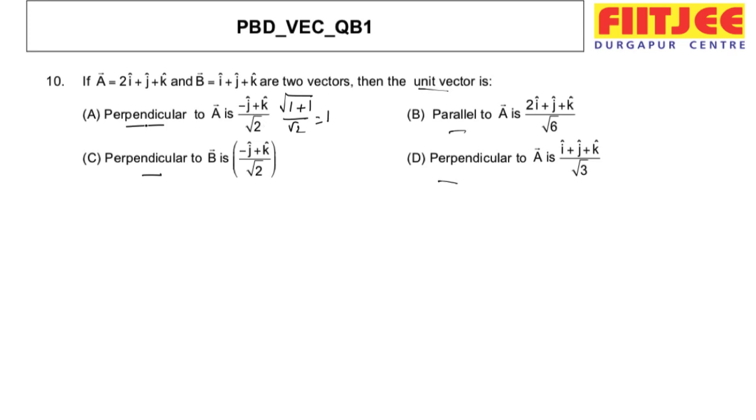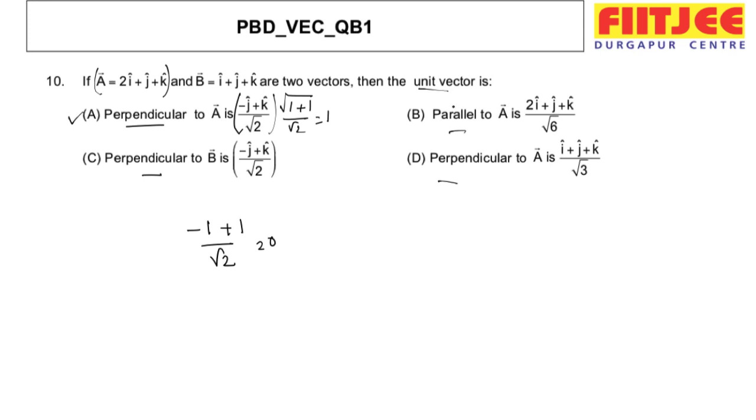I need to check whether they are perpendicular to A vector or not. So what I will do, I will make a dot product of A vector and this one. If you make a dot product of these two, it is minus 1 plus 1 by root 2, and that is also 0. If the dot product is 0, we can definitely say the vectors are perpendicular. So option A is a correct choice.